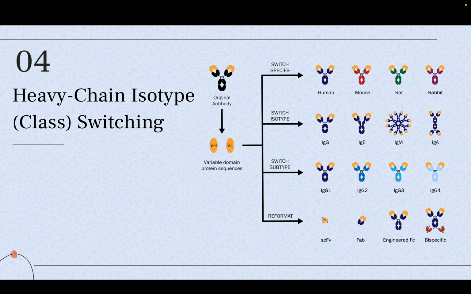Moving on to heavy chain isotype switching. Class switching is a process by which an activated B cell switches the class of antibody it produces from IgM to IgG, IgA, or IgE, but it's not antigen specific. Switching is controlled by the T helper cells and cytokines. Each isotype has a specialized function. IgG is the most common in the blood and provides long-term protection. IgA is found in the mucosal areas. IgE protects against parasites. IgM is the default first antibody, and this switching allows the immune system to tailor its response to different types of threats.